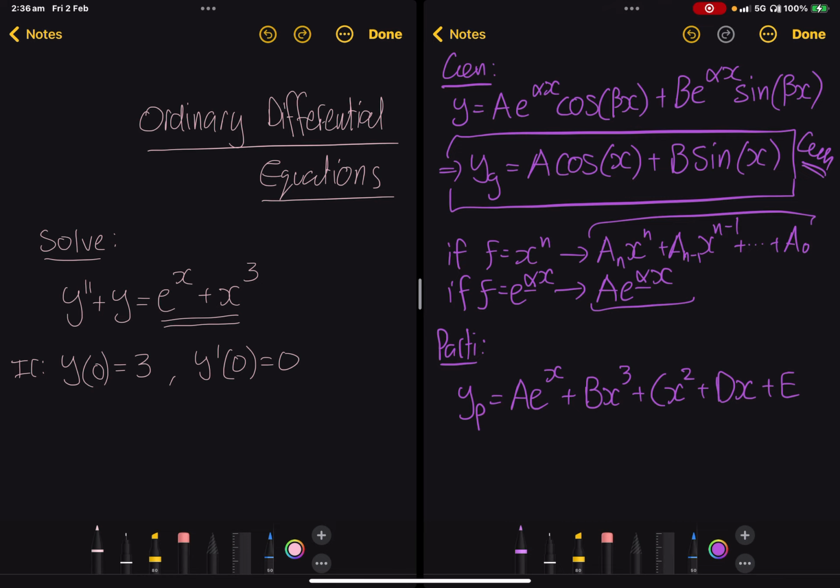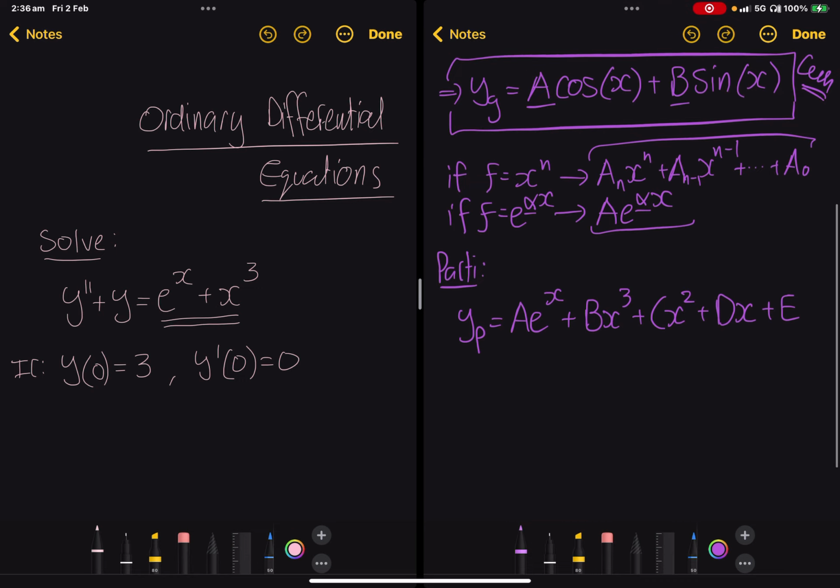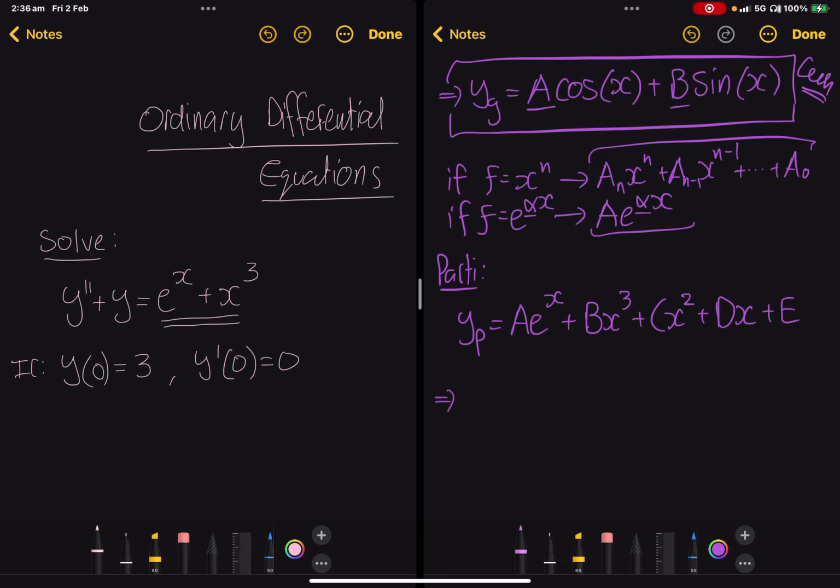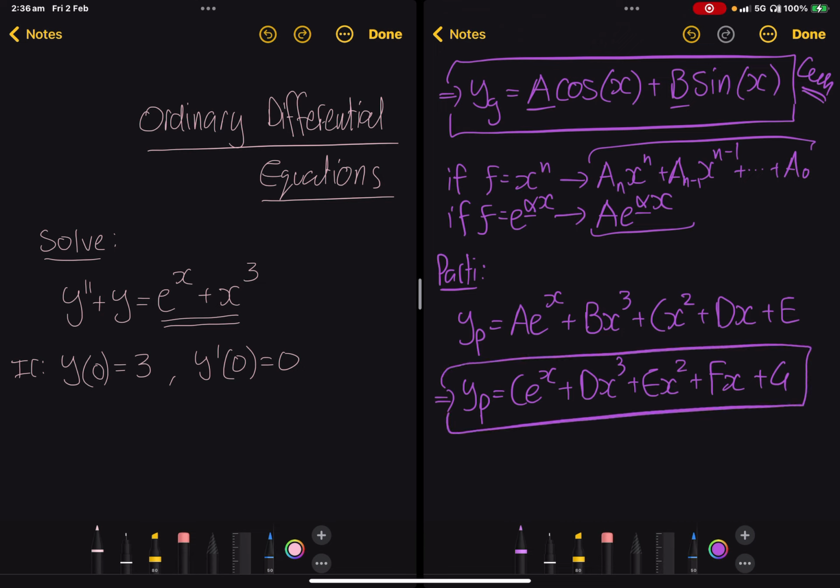Now we're running into a bit of a problem in this question already. We've used a and b up here, so we're not going to use a and b here. We're going to change these coefficients. So y particular is going to be c e to the x plus d x cubed plus e x squared plus f x plus g. And this is our assumed particular solution.